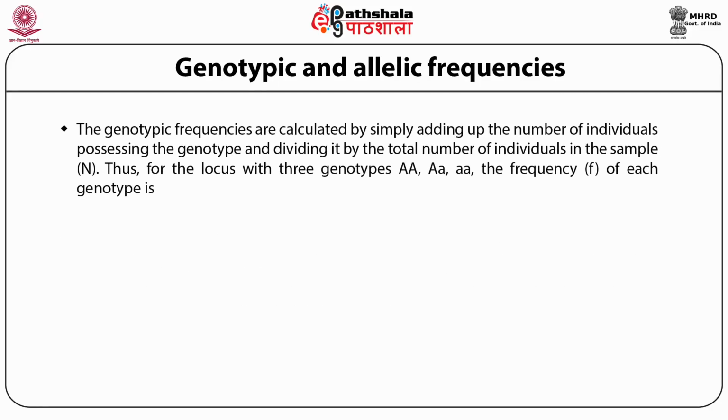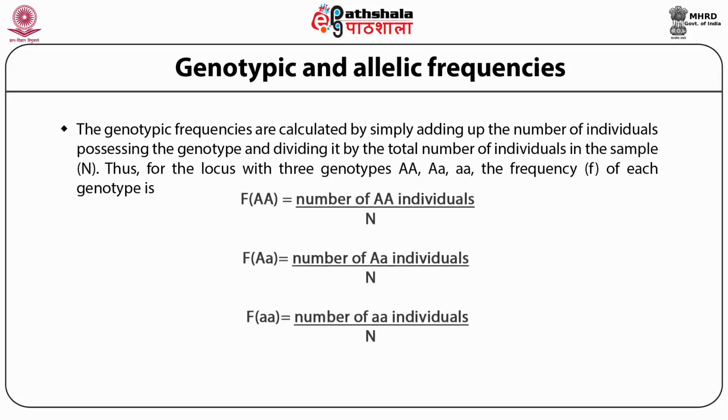The genotypic frequencies are calculated by simply adding up the number of individuals possessing the genotype and then dividing it by the total number of individuals in the sample, which is denoted by the letter N. Thus, for a locus with three genotypes, namely capital A capital A, capital A small a, and small a small a, the frequency of capital A capital A can be calculated by dividing the number of individuals of that genotype by the total number of individuals in the sample.